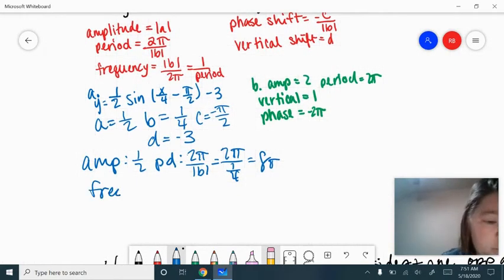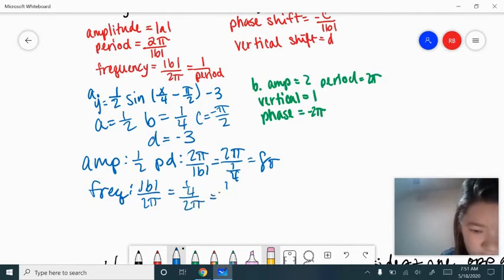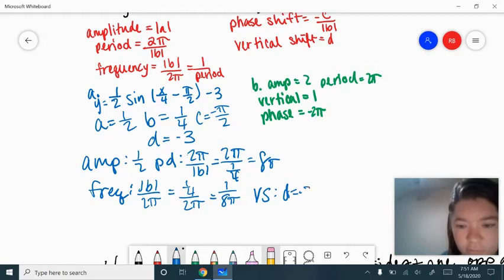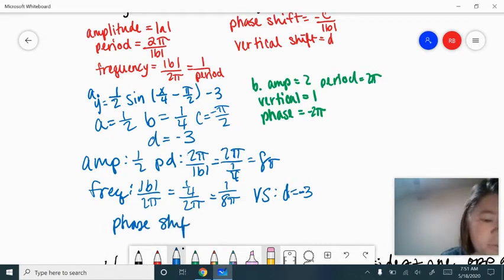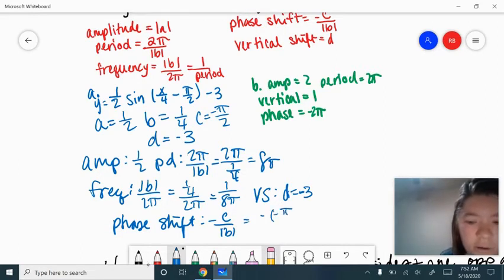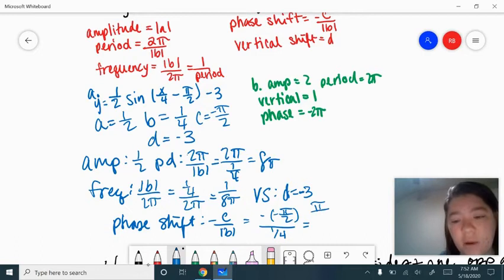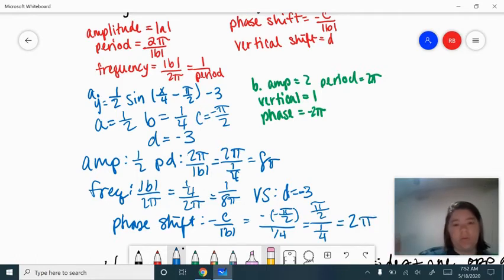Your frequency is the reciprocal of the period, or absolute value of B over 2 pi. So we get 1/4 divided by 2 pi, which is 1 over 8 pi. The vertical shift is just D, which is -3, so it was moved down 3. The phase shift is -C over B, so we have negative pi over 2 divided by 1/4. Negative times negative gives us a positive, so pi over 2 divided by 1/4 gives me 2 pi. So that's finding all of the attributes.